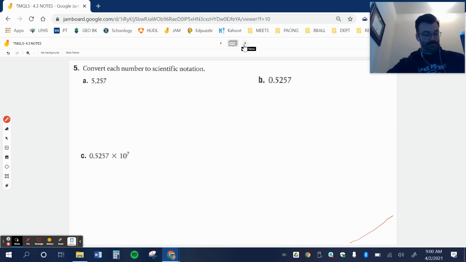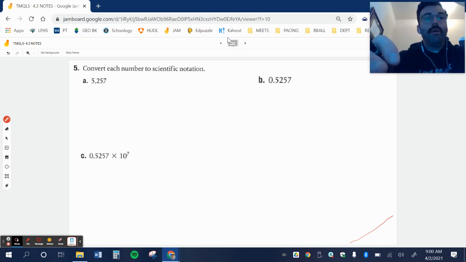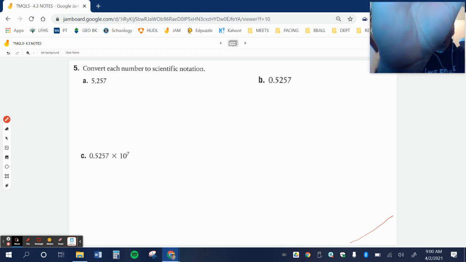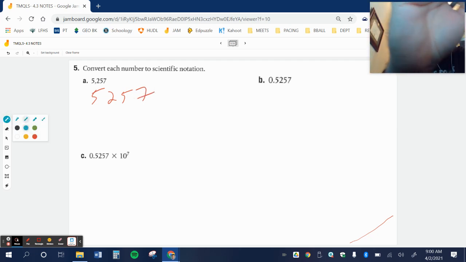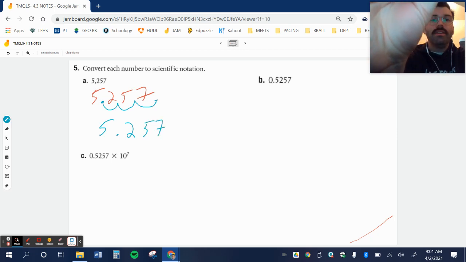All right. So we want to convert each number into scientific notation. Now we're going the opposite direction. We had scientific notation, and we converted it to standard notation. Now we want to convert it into scientific notation, so we have to move our decimal place. Okay, so I have 5, 2, 5, 7. So my decimal is right here. I'm going to move it to the left. 1, 2, 3. So it's going to be 5.257 times 10 to the positive 3.